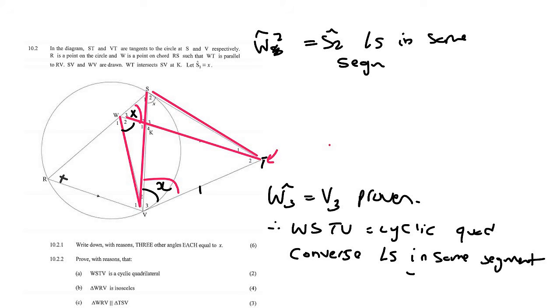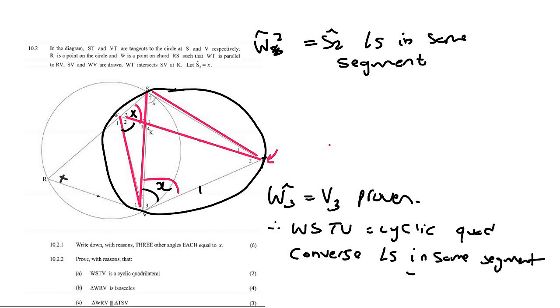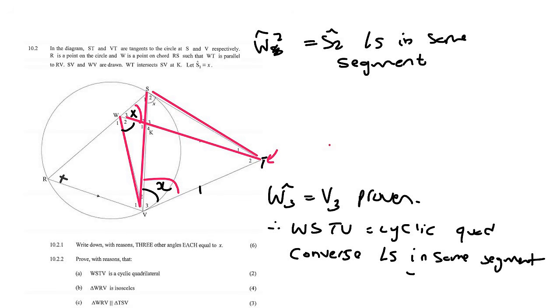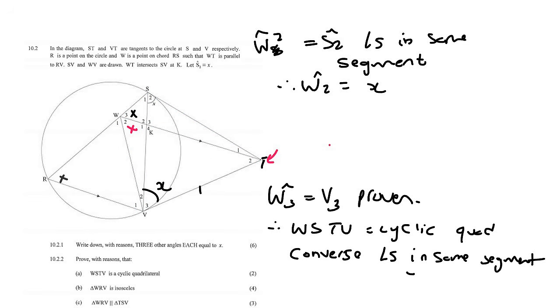Guys, because it's a cyclic quad, we can do this now. We can pretend that there's a circle around it. We can almost pretend that there's a circle going there. Because it's a cyclic quad, that's allowed. And so, therefore, W2 must be x. So what we can now do is we can say that W1, which is over here, would be 180 minus 2x. That's just because of angles on a straight line. Can you see it there?